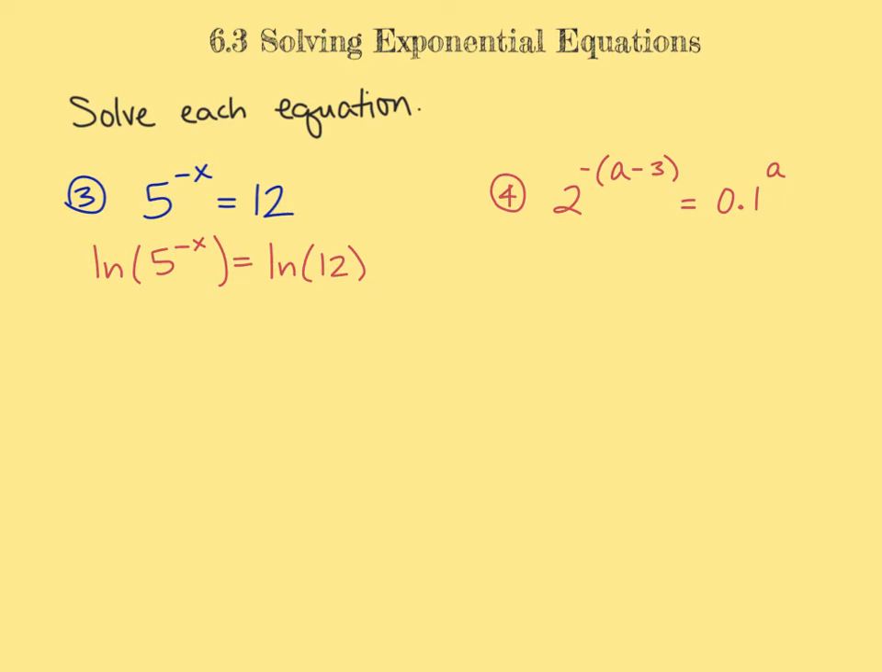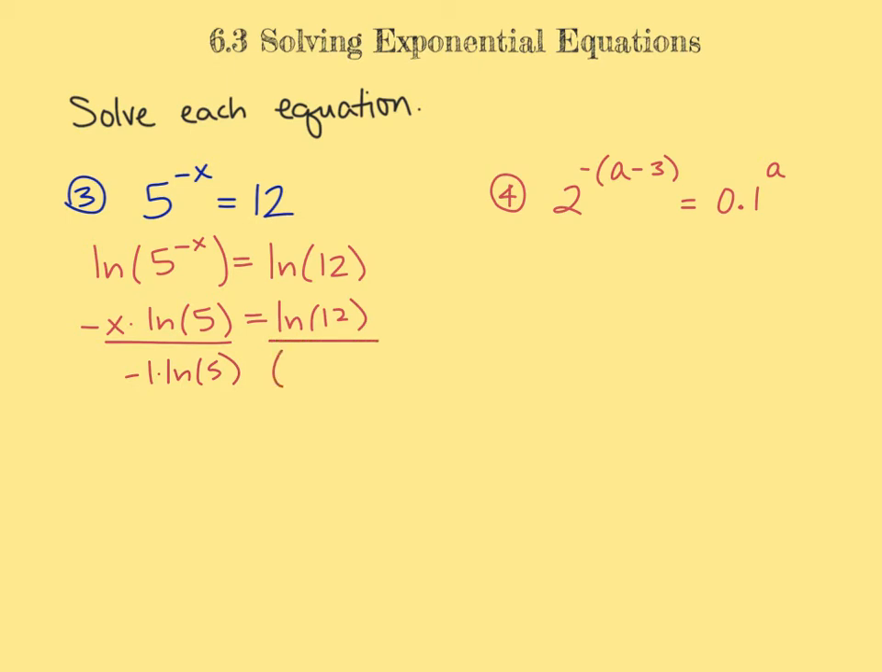When we take the natural log of both sides, the reason we do that is so we can use the power property and bring this exponent down out front. So we'll have a negative x out front times the natural log of 5 equals the natural log of 12. I'm going to get rid of this negative 1 out front and this natural log of 5 in the same step. So I'm going to divide by negative 1 ln 5.